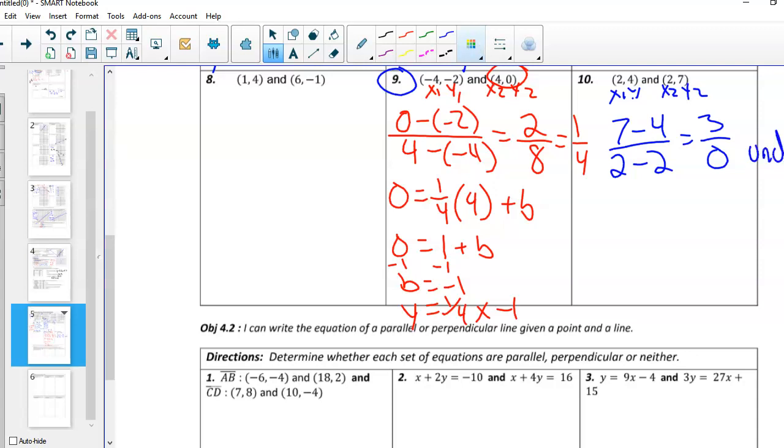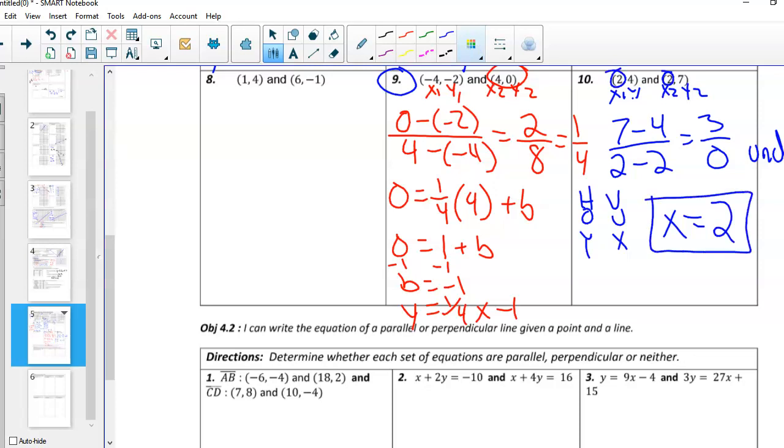If it's undefined, that means it has to be x equals. What does x equal? 2. Looking at both of your ordered pairs, x equals 2. What if they were different numbers? Can you just choose between them? If they were different, this wouldn't have worked out like this. So if they're the same, then whatever number it is.